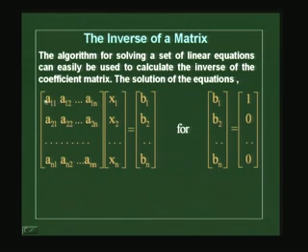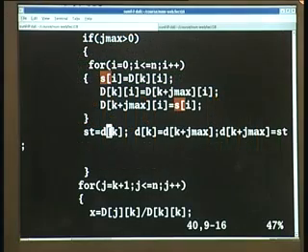So I found out J max is 1. I have to now switch between this row and this row. When I do that switching, I will also switch B1 and B2, otherwise I would be getting wrong equations. So I have to switch this also. That's what's been done here.